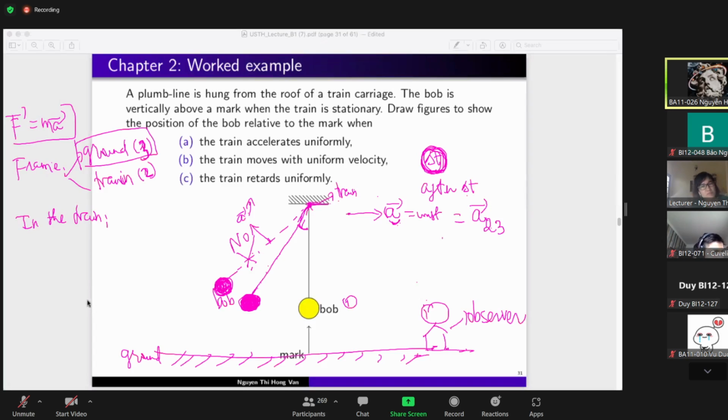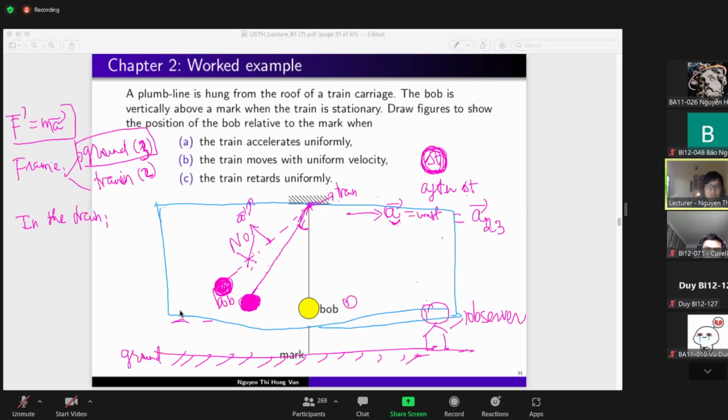For example, someone in the train, we see that the train does not move. Right. So okay, the train. I make the graph of the train with the blue color. So the train is here. This is inside the train, and the observer in the train thinks that the train is not moving. Right. So this is in the train.